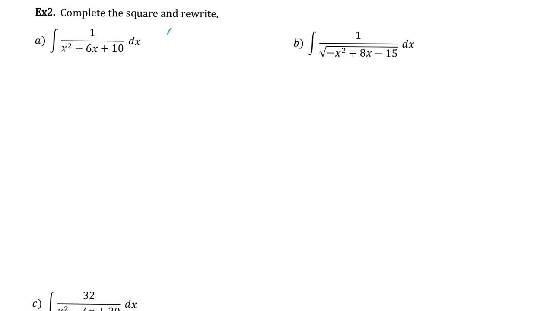Okay, so I'm going to do this on the side. To complete the square on the bottom, I do x squared plus 6x. I want this to be a perfect square, so I think about what I would have to add here for this to work. I'm going to move the 10 over to here.